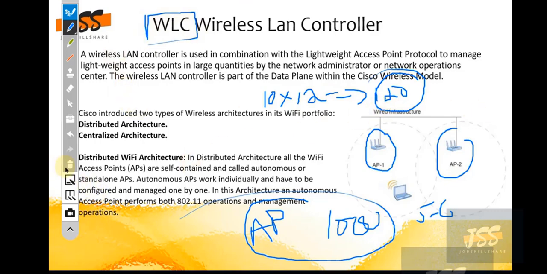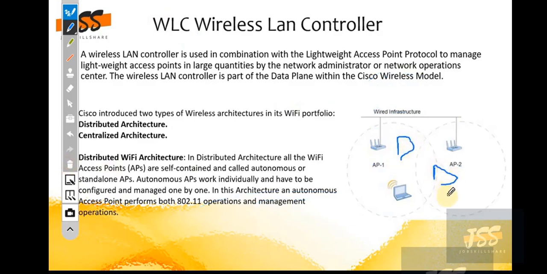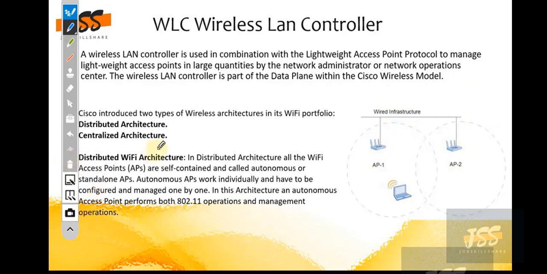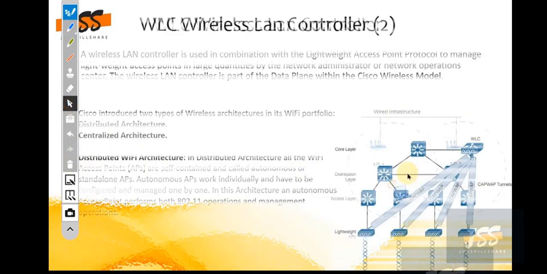Let's say we have 1,000 access points. I will configure one wireless controller on top of that, and I will just do the configuration on this device. That's it. Like SSID, frequency, channels, the passwords, encryption, everything will be replicated to these access points. And that infrastructure is known as centralized architecture, which is on the next slide.